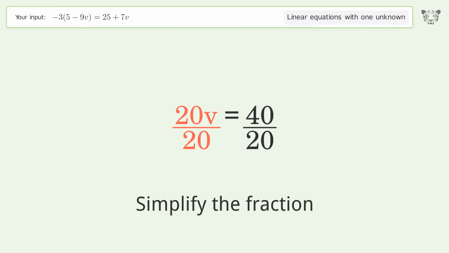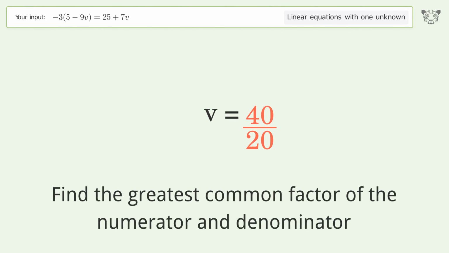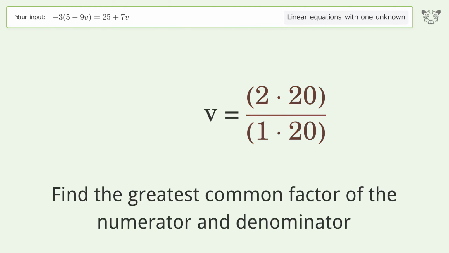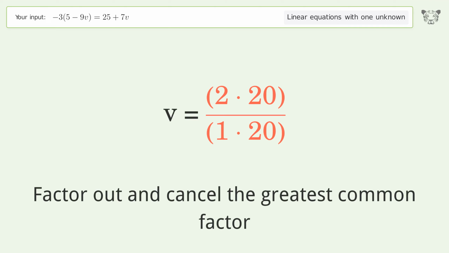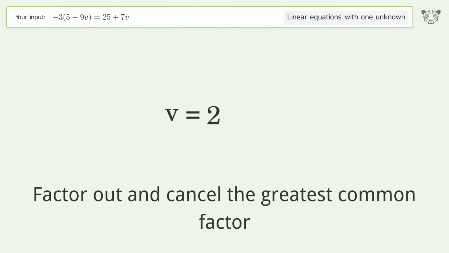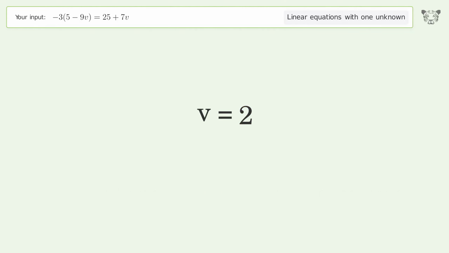Simplify the fraction. Find the greatest common factor of the numerator and denominator. Factor out and cancel the greatest common factor. And so the final result is v equals 2.